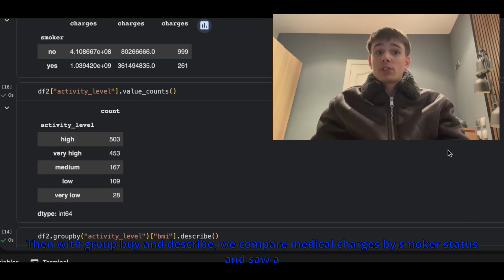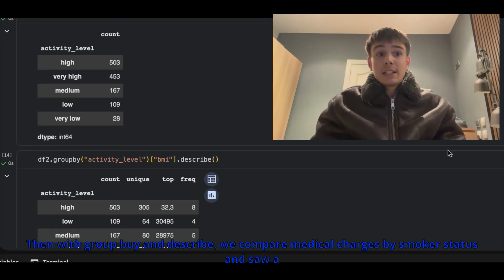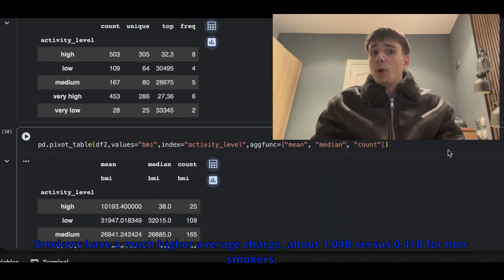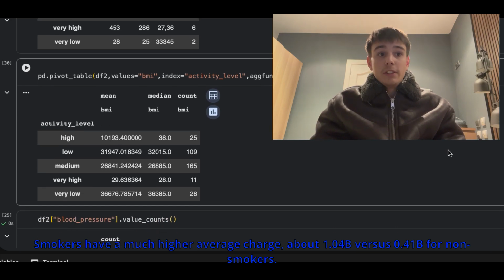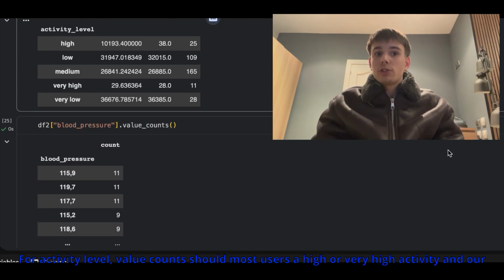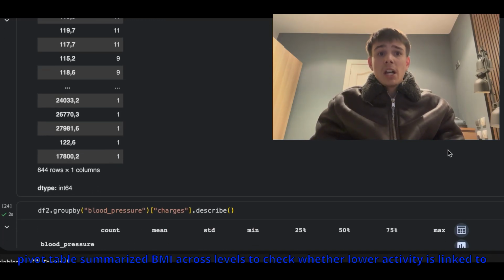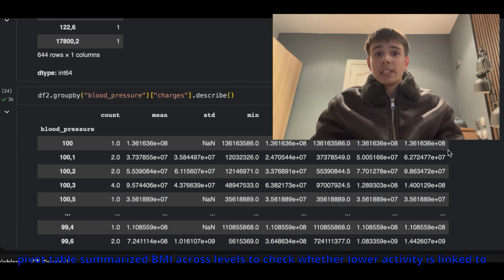Then with group by and describe, we compare medical charges by smoker status and saw a clear difference. Smokers have a much higher average charge, about 1,000,004 versus 0.41 billion for non-smokers. For activity level, value counts showed most users have high or very high activity, and our pivot table summarized BMI across levels to check whether lower activity is linked to higher BMI.